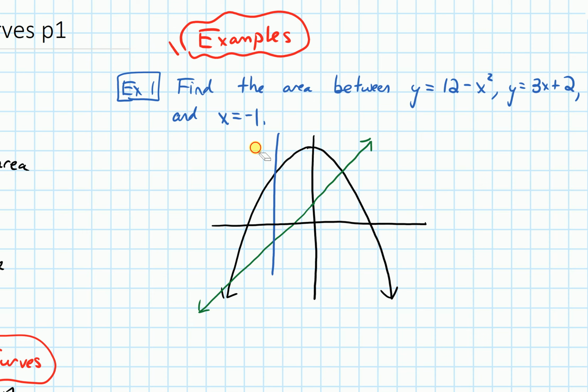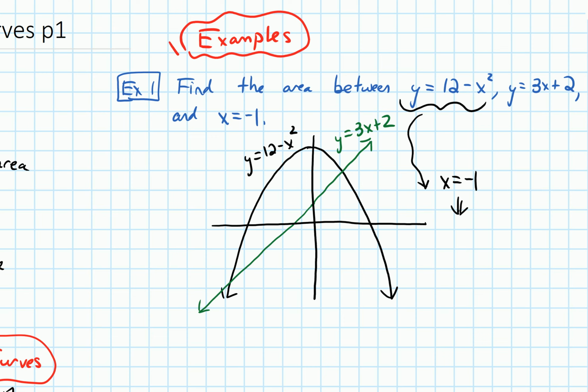So to help me draw a more accurate picture, I'm going to look at both of these equations and plug in x equals -1. Actually, let me write the equations for both of these. The parabola is y equals 12 minus x squared, and the line was y equals 3x plus 2. Now coming back to what we were saying, I'm going to plug x equals -1 into both of these equations to figure out what the y value is so I can draw a more accurate picture.